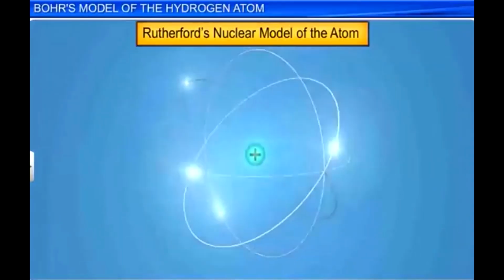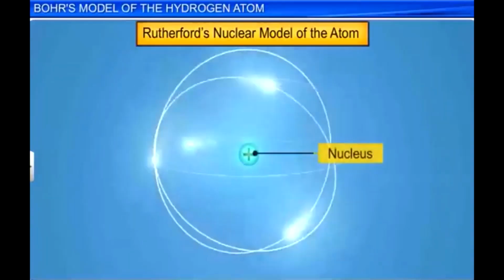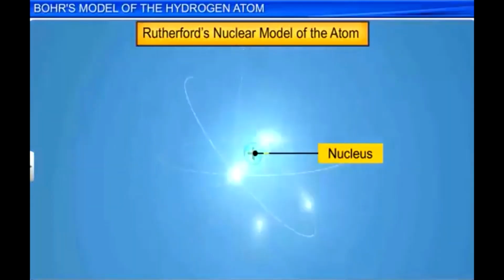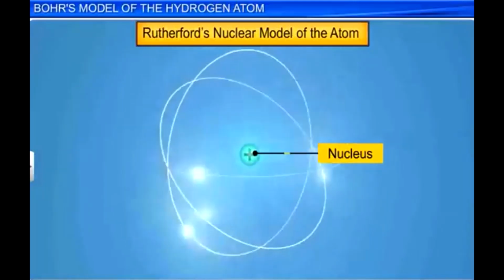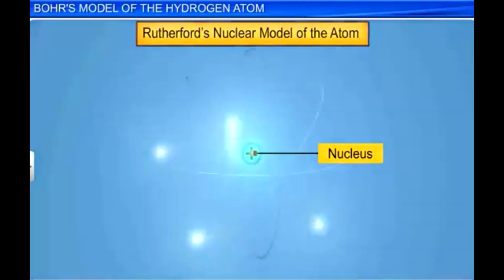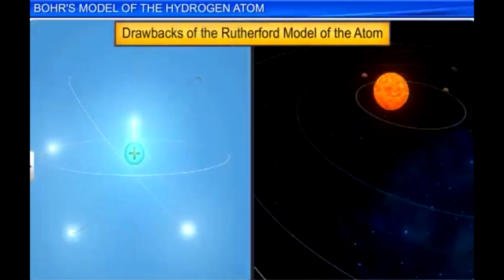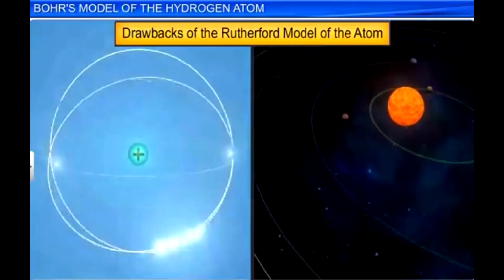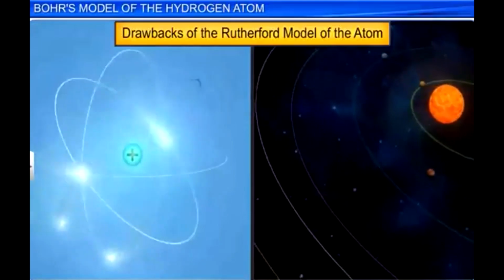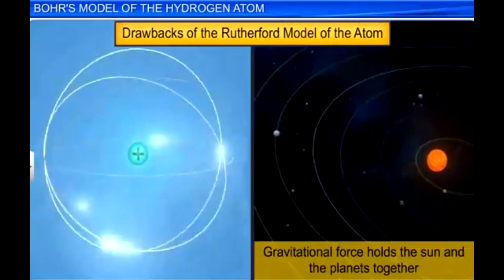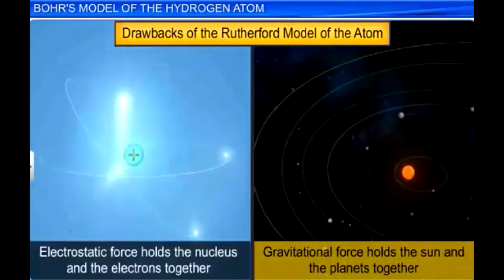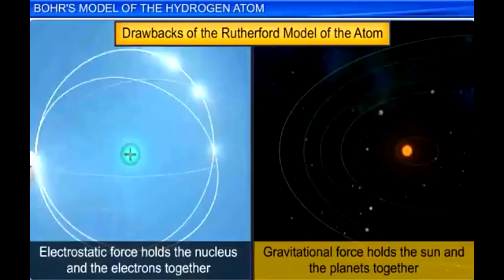The Rutherford atomic model postulates that electrons revolve around the nucleus, which contains the total positive charge of the atom. However, it could not explain certain other facts. Let us now look into the drawbacks of Rutherford's atomic model. It assumes that the system of electrons revolving around the nucleus is similar to that of our planetary system. As the gravitational force holds the planetary system together, the electrons around the nucleus are held by electrostatic force in an atom, which is given by Coulomb's law.